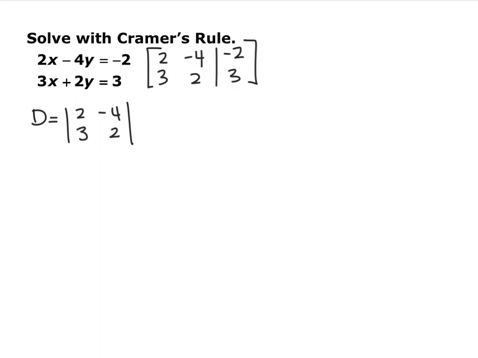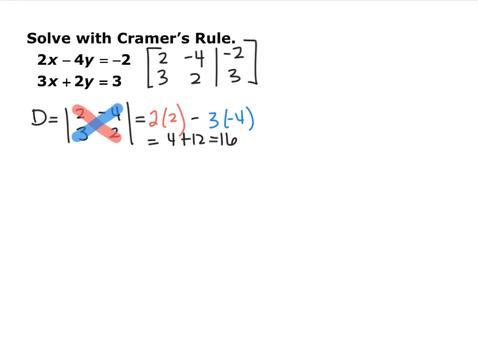So now we want to use Cramer's rule. So the first thing we need to find is d, which is the determinant of just the coefficient matrix, so dropping off the answers. So go ahead and pause the video and find the determinant d. So you should end up with 2 times 2 minus 3 times -4, so the determinant d is 16.